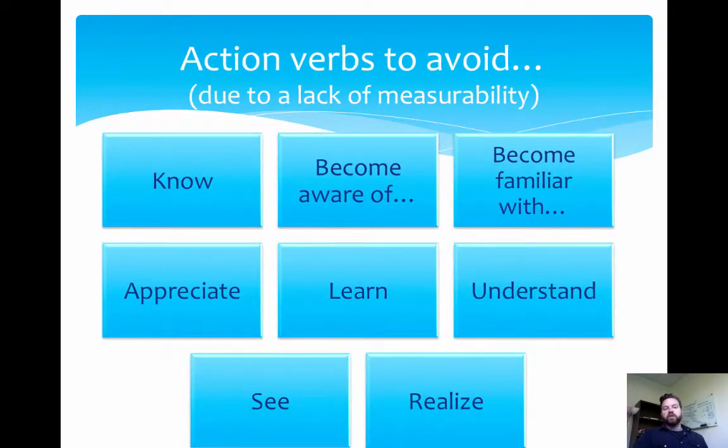So if you're trying to write measurable learning objectives, you'll want to avoid certain verbs that are vague and not clearly measurable. Here on this screen you can see a list of the most egregious offenders in the area of vague learning objectives, and you really want to avoid these at all costs.